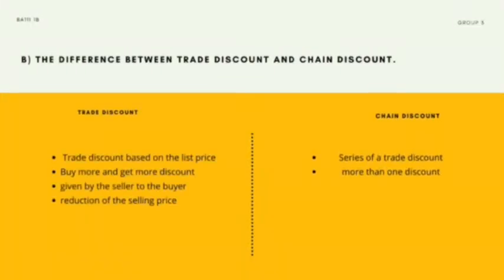The difference between trade and chain discount. The trade discount is based on the list price, and it is a reduction of the selling price given by the seller to the buyer, while the chain discount is a series of trade discounts, more than one discount. For example, an online buyer shopping online uses different kinds and types of discounts.